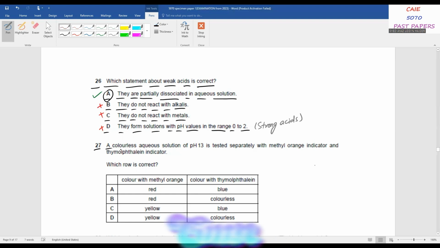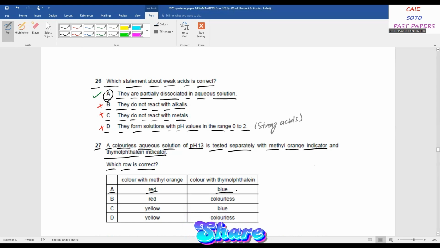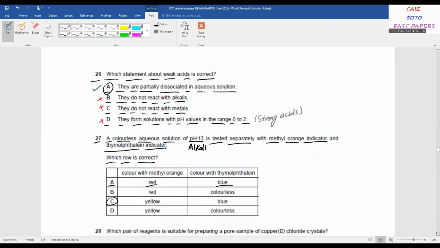Number 27. A colorless aqueous solution of pH 13 is tested separately with methyl orange indicator and thymolphthalein indicator. Which row is correct? This is something which you have to learn by heart. Statement number A, the color with methyl orange is red, color with thymolphthalein is blue. The only correct answer will be C. The reason is that pH 13 is for alkali. In fact, it's strong alkali, and it gives yellow color in methyl orange and blue color in thymolphthalein.